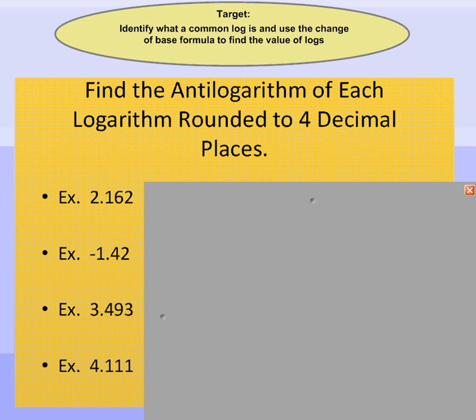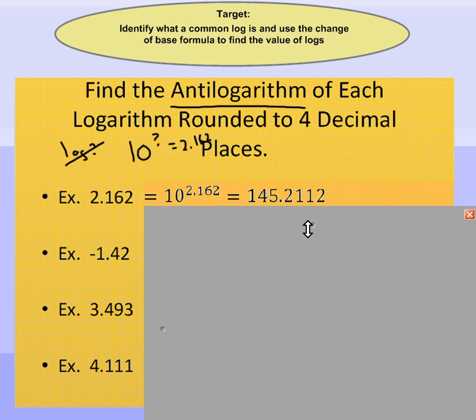This is a new terminology, an anti-logarithm. What is an anti-logarithm? An anti-logarithm is doing the reverse. Instead of asking log of what number, it's finding 10 to what power equals this number. So it's reversing the process. If I want to find the anti-logarithm of 2.162, and we only find anti-logarithms of common logs, it's 10 to the 2.162 power, which is 145.2112. Again, strictly a calculator problem.